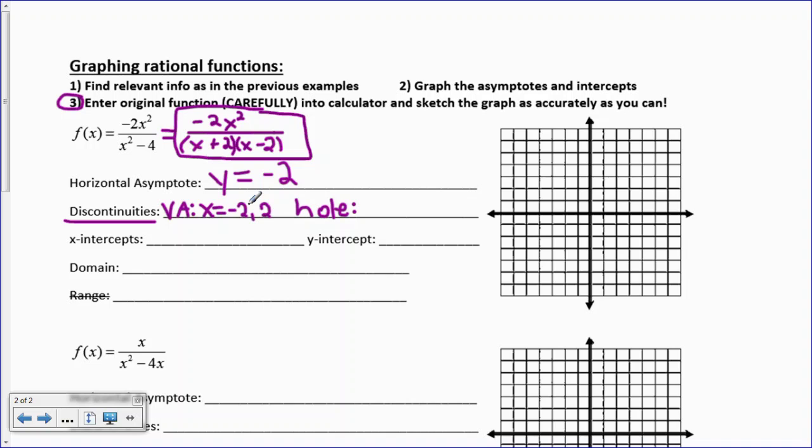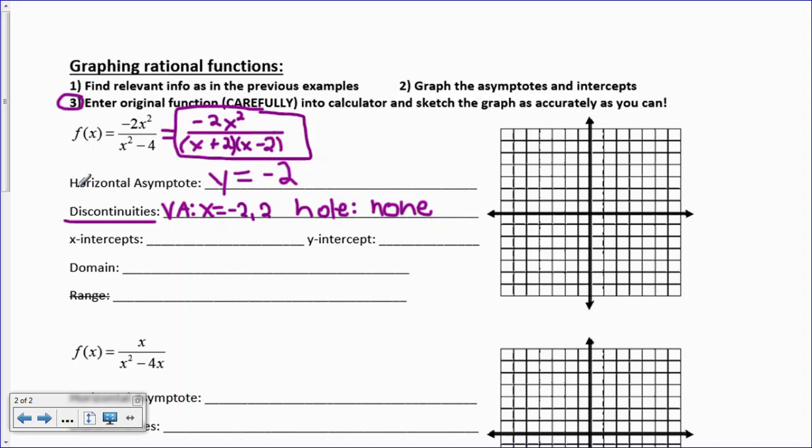vertical asymptotes. Okay. Now, to know if you have a hole or not, you had to have canceled something, and because we didn't cancel anything out, we didn't remove anything, that means we do not have a removable discontinuity, so there is no hole. Okay? Don't have to worry about that.